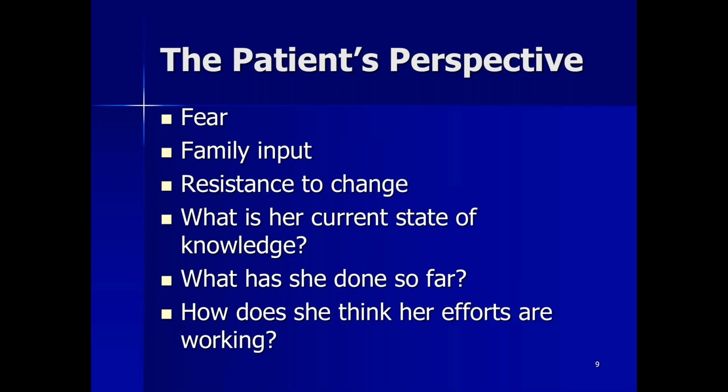You've asked her to do some hard things. You've asked her to change her diet, exercise habits, start home glucose monitoring. And there is, in all of us, resistance to change. What's her current state of knowledge? Is she confused about all these things that you talked to her about last week? What has she been able to do so far? And how does she think her efforts are working?